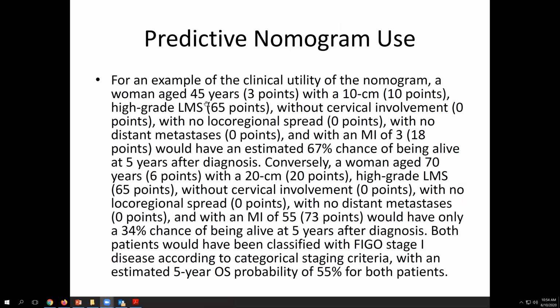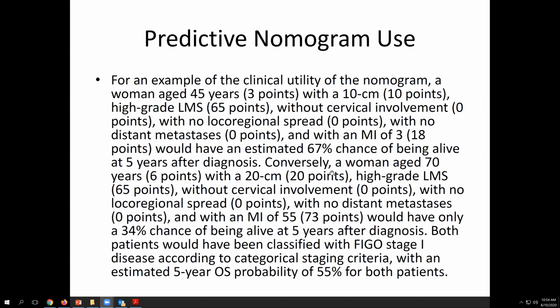Just to illustrate how that might play out, let's look at two cases. A younger woman, 45 years old, gets 3 points for that. She has a 10 centimeter tumor, that gets her 10 points. It's high grade, that gets her 65 points. No cervical involvement, no local regional spread, no distant metastasis, 0 points for all of those, and a low mitotic index, 3, that gets her 18 points. So that means she has a 67% chance of being alive 5 years after diagnosis.